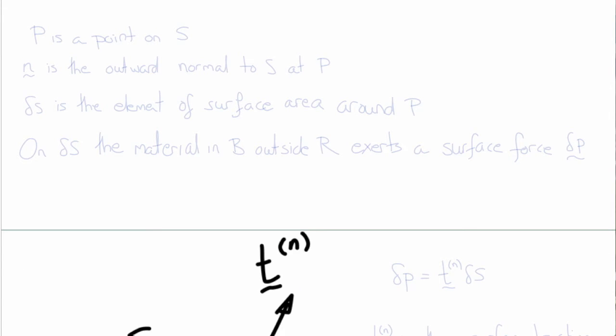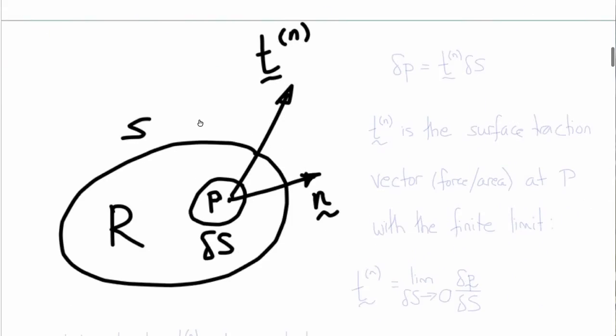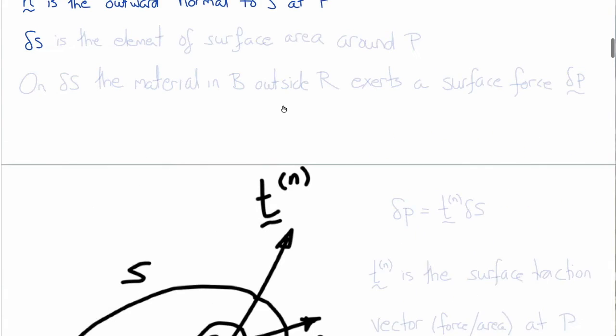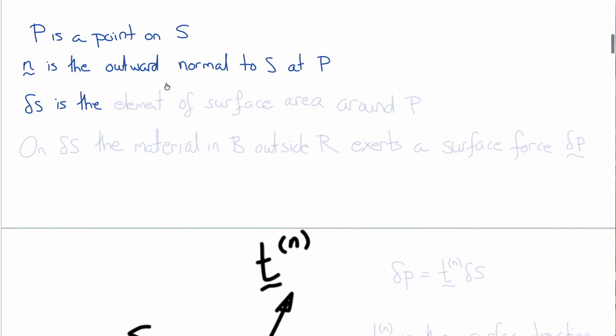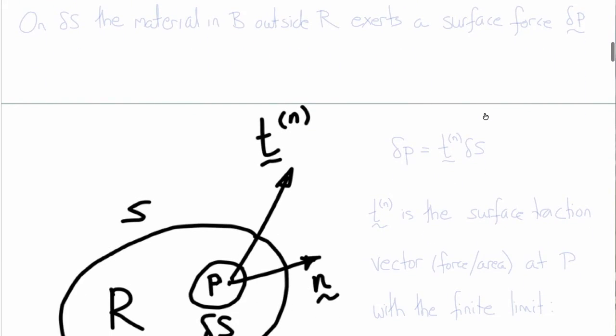So here in our diagram, we have our region R within the body with surface S and a point P on the surface with outward normal N, area in its immediate vicinity of delta S, and a traction vector acting on it, T superscript N. So P is the point on S, N is the outward normal to S at P, delta S is the element of surface area surrounding P. And then on delta S, the material in B outside the region R exerts a surface force of delta P on that region delta S surrounding P.